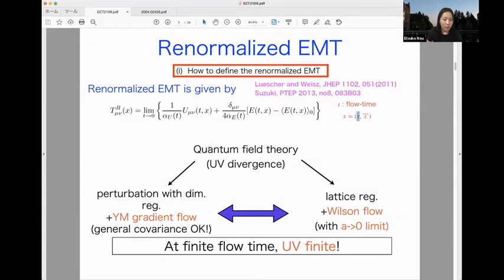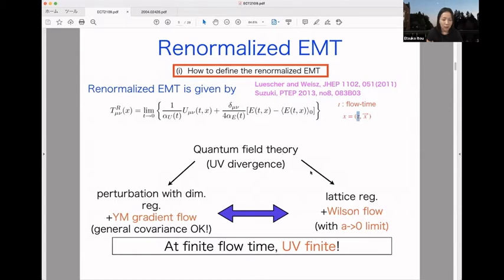Suzuki-san's basic idea is the following. General quantum field theory suffers from UV divergence, so we have to regulate the theory to find a finite physical quantity. Energy momentum tensor is also a physical quantity. We have the famous perturbative regularization, and if we use dimensional regularization, then general covariance is preserved. We perform the Yang-Mills gradient flow in this continuum theory side.